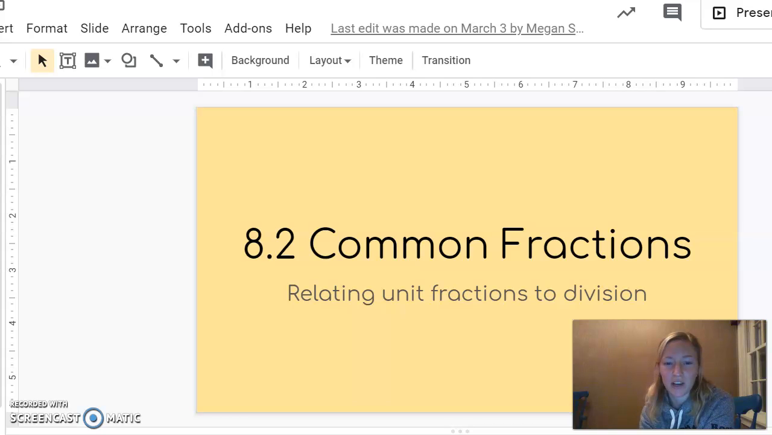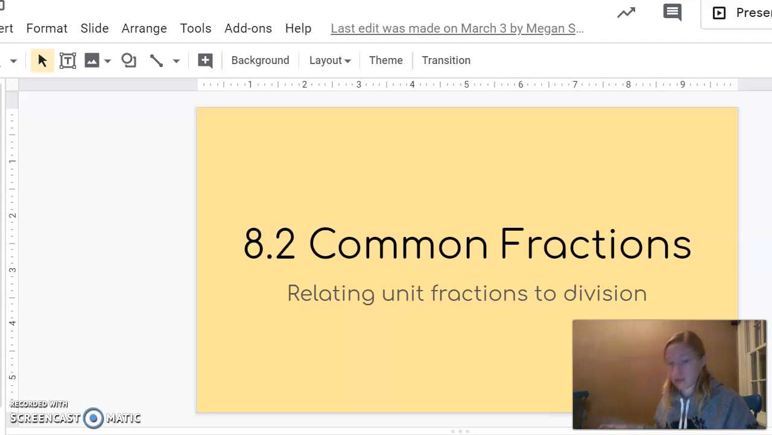Hi guys, we're going to start with lesson 8.2, which is going to deal with common fractions once again, but this time we're going to be relating unit fractions to division. Now a lot of you may be thinking, what are unit fractions? I forgot. It's really simple, it's nothing too complicated. It's just any fraction that has 1 as a numerator.